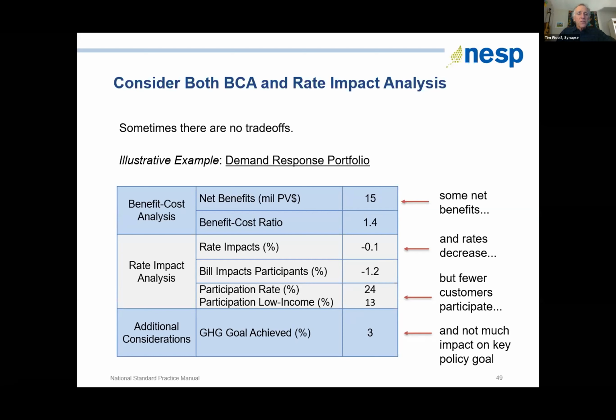In the case of demand response, you could see rates go down because you're avoiding a lot of costs by clipping those peak demands, but you're not reducing sales, or not by much. And so your rates go down. You might have fewer customers participate because it's demand response. It's a bit harder. Low-income customers might not have the wherewithal or even the interest. And for demand response, you might not have a big impact on greenhouse gases because that's just the nature of it. So here, there are no trade-offs because everything looks positive, but it's not as strong. Some of the dimensions aren't as strong as others.